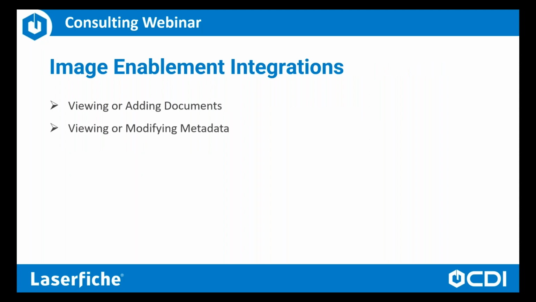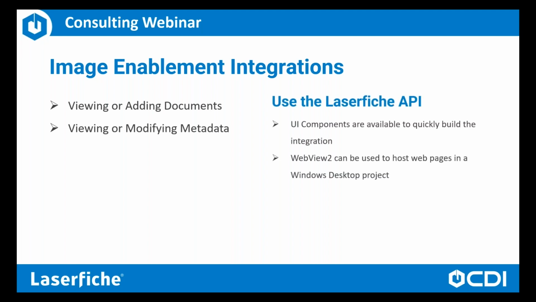For our image enablement applications, which will allow for viewing or adding documents or viewing or modifying metadata, etc., I would recommend using the Laserfiche API. The Laserfiche API provides the UI components to be able to quickly build your integration without needing to write all of that UI on your own. If you're building a Windows desktop project, you can use the WebView2 library available from Microsoft to embed a web page within your Windows desktop application.